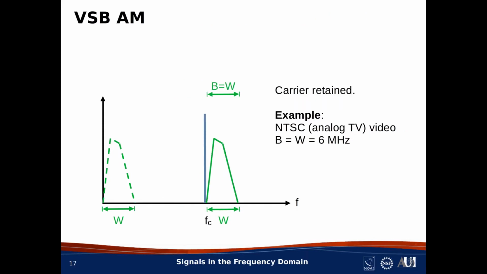For completeness, let's do vestigial sideband AM. You may recall that VSB is used for the video portion of the analog TV signal in North America, also known as NTSC. In NTSC, the bandwidth of the video signal is about 6 MHz, with only the upper sideband retained. Since this is VSB, we also retain the carrier, which is used by the receiver as a frequency and phase reference. The resulting bandwidth is approximately 6 MHz.